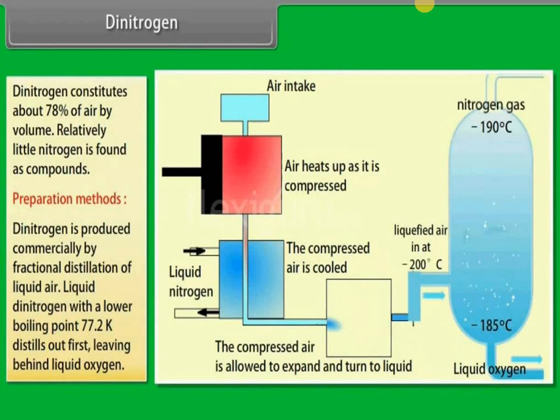Previously the first thing we discussed was liquefaction. That is the same method. First we compress the air and then cool it. On the basis of the difference in boiling point, we get the gas. Nitrogen and oxygen are separated. So dinitrogen is produced commercially by fractional distillation. The basis is the boiling point. The lower boiling point will distill first.